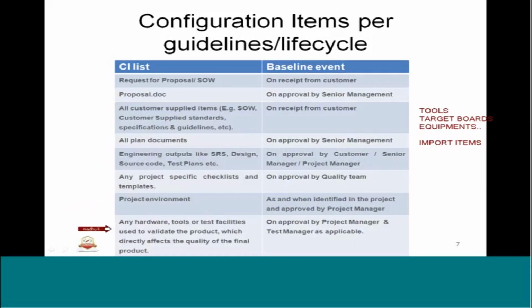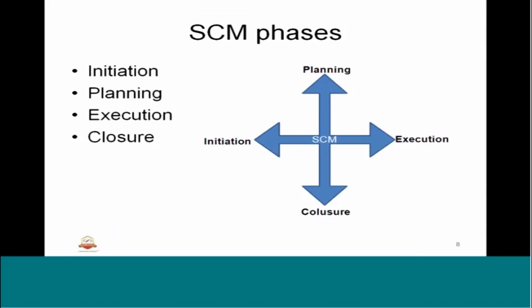And next one is the hardware, tools, test facilities used to validate the product. It could be test equipment, test machines, laptops, any wiring boards, any target boards, any emulators, simulators, any flash programmers. All this is part of the hardware and tools that directly affects the quality of the final product. All this will be controlled through the CI list, and that also needs to be approved by the project manager to make it a baseline. That's what configuration items typically follow in the embedded software testing or embedded software life cycle.